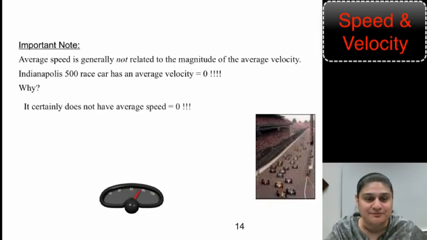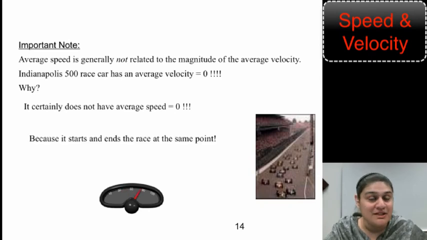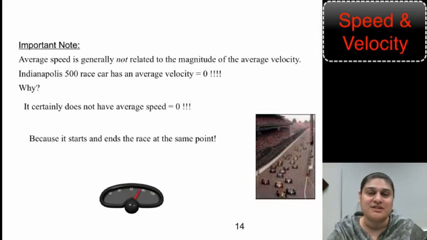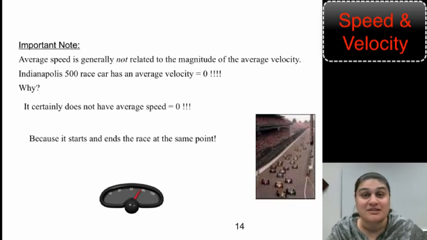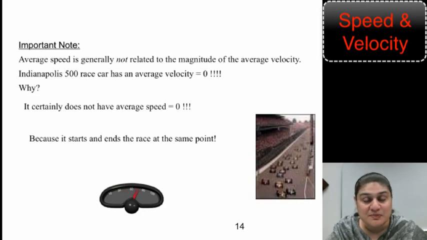And why is that? The reason is that all the cars start and stop at the same point. If a car starts and stops at the same point, its net displacement is, you guessed it, 0. If the net displacement is 0, its average velocity is 0. No matter what you do with your speed, if your displacement is 0, your velocity is 0 for that graph.